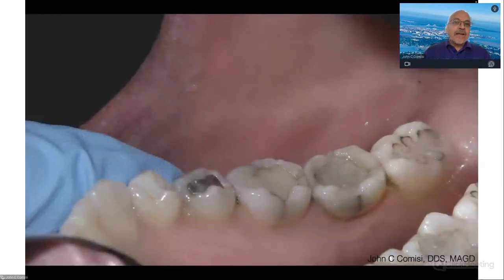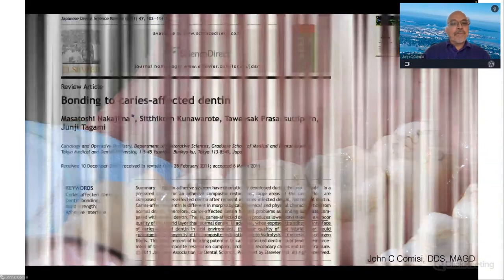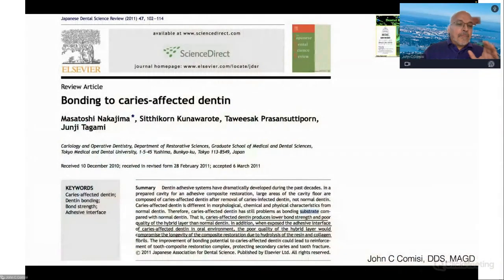So we go back to my slide, my patient, my frustration, and probably many of yours as well. You want these things to work, you want these things to last. But unfortunately, up until now, we really have had few great things. There are some processes and problems that go on in here. We have to note that bonding to caries-affected dentin is significantly problematic.